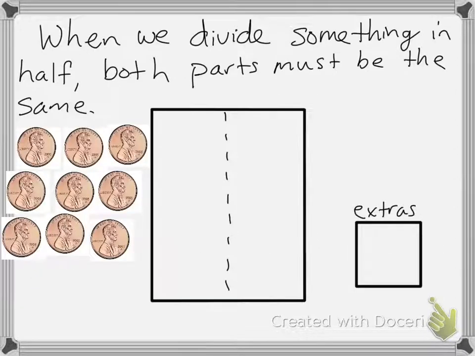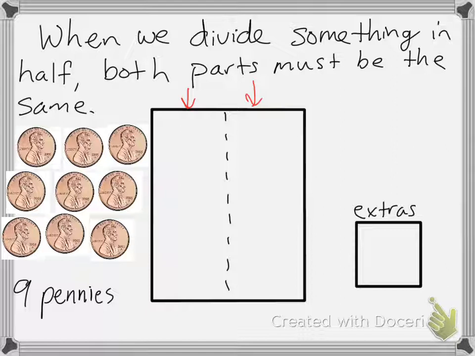Alright, so when we divide something in half, both parts must be the same. So here I have 9 pennies, and I want to divide them in half so everyone gets the same number of pennies. So I'm going to start moving them into the 2 halves of my box.